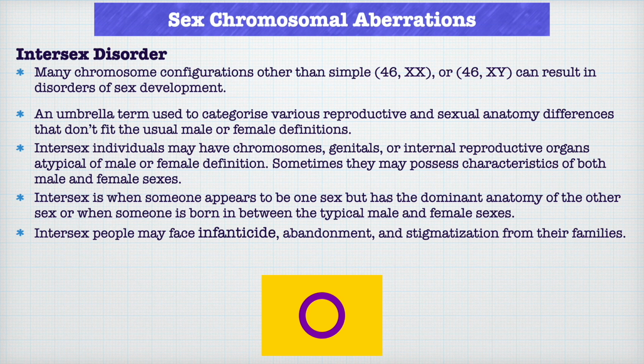Sex chromosomal aberration, Intersex disorder. Many chromosome configurations other than simple 46XX or 46XY can result in disorder of sex development. Intersex is an umbrella term used to categorize various reproductive and sexual anatomies that are ambiguous and don't fit the typical binary notions of male or female bodies. Intersex individuals may have chromosomes, genitals, or internal reproductive organs atypical of male or female definition. Sometimes they may possess characteristics of both male and female sexes. Intersex by definition is when someone appears to be one sex but has dominant anatomy of the other sex, or when someone is born in between the typical male and female sexes.